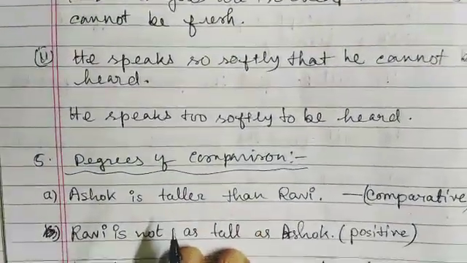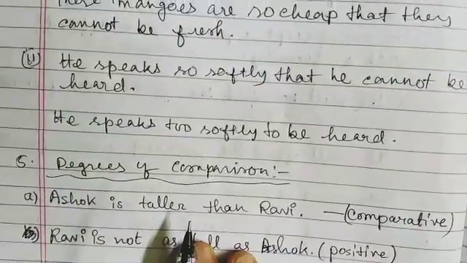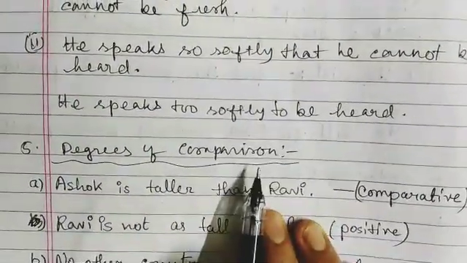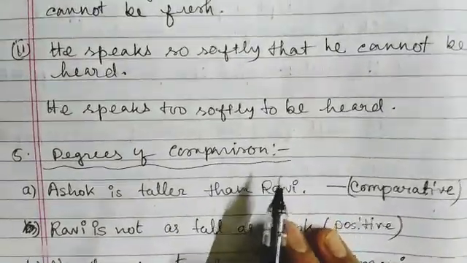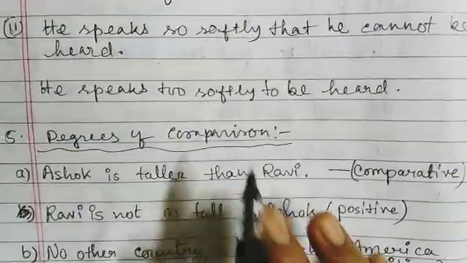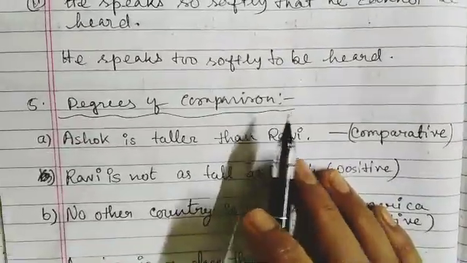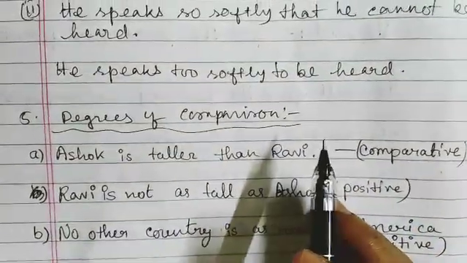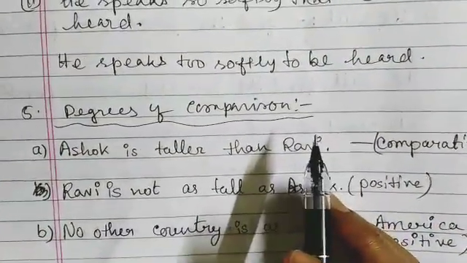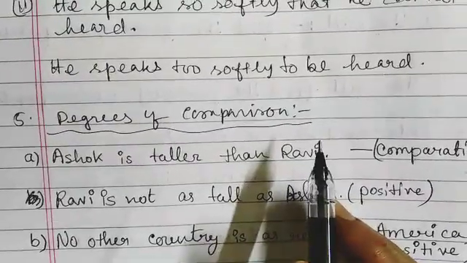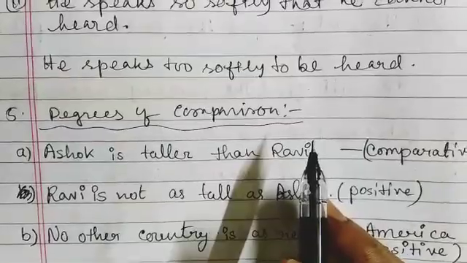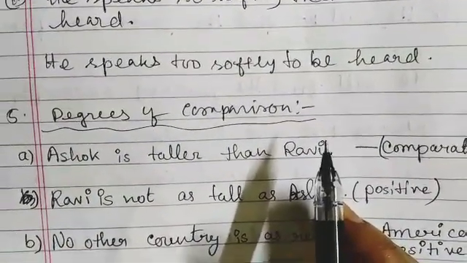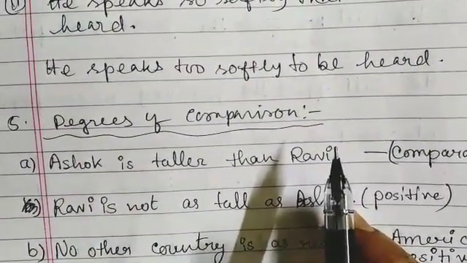Now the last thing which I am going to tell in this class is degrees of comparison. Before telling this, I want to say something to you, that is, what degrees of comparison are. You can note down whatever I am telling you. Degrees of comparison are adjectives. Adjectives are describing words, which describe nouns and pronouns.